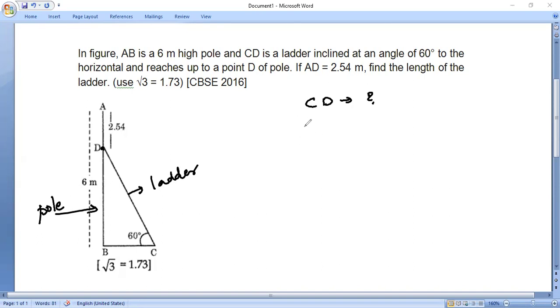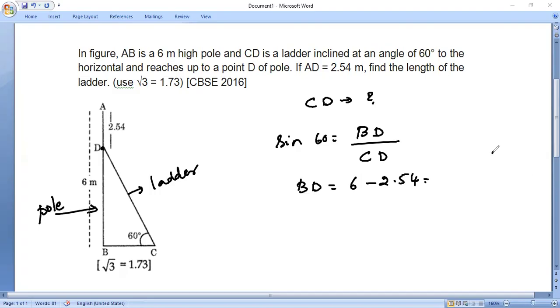Okay, so from trigonometry, the angle is given as 60 degrees. We know tan 60 equals opposite side, but not tan 60, we are going to take sin 60, since we are asked for CD, right? So BD by CD. Okay. So BD, as directly from the figure is given, it should be 6 minus 2.54, right? So how much is 6 minus 2.54? 10 minus 4 is 6, 9 minus 5 is 4, 5 minus 2 is 3. Okay, it is 3.46 meter.